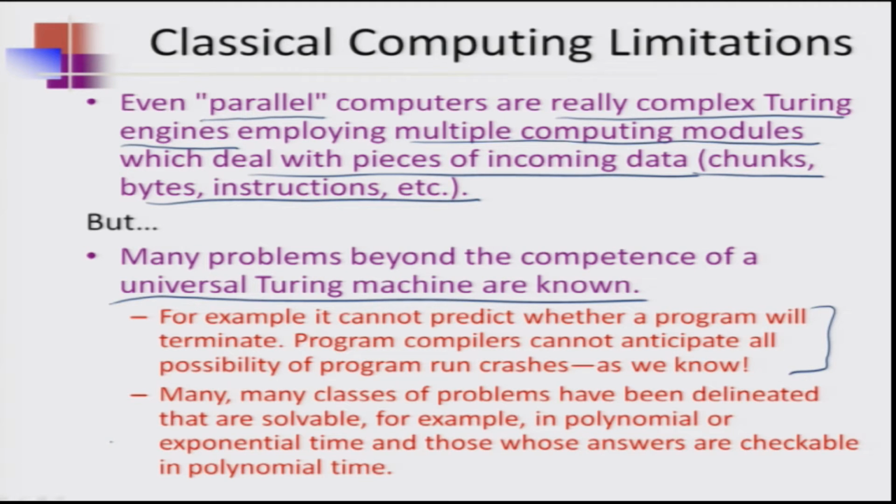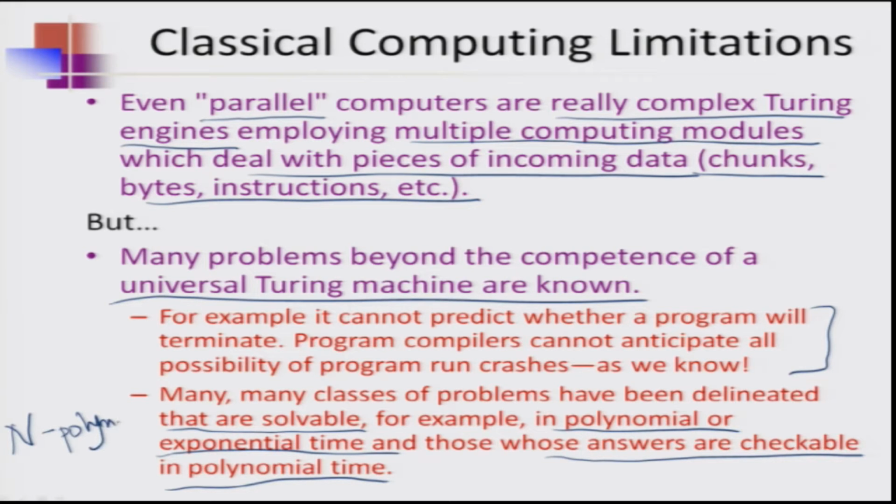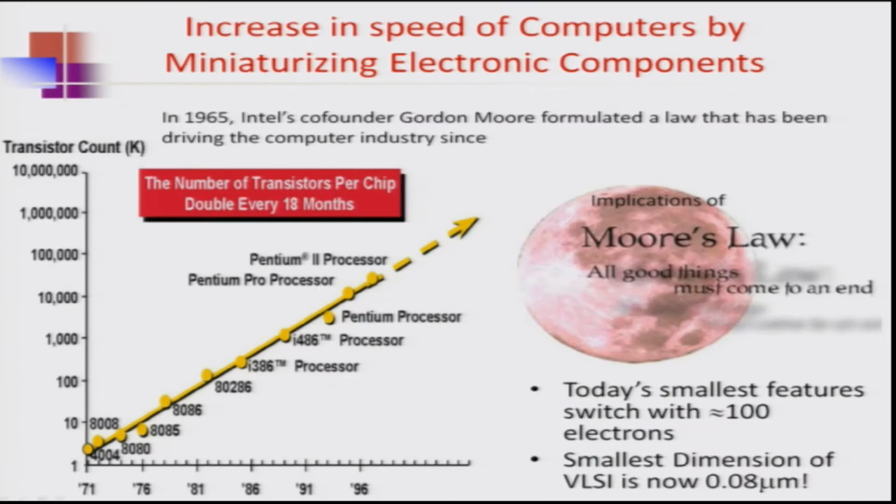And then there are classes of problems which have been delineated and are solvable, for example, in polynomial or exponential time, and those whose answers are checkable in polynomial time. So, these are the classes which we will be looking at. If anything can be solved in polynomial time, then it is a problem to be looked at in this fashion. But this is an NP problem, and as these become larger and larger, it becomes more difficult. So, we will be looking into these things more and more.